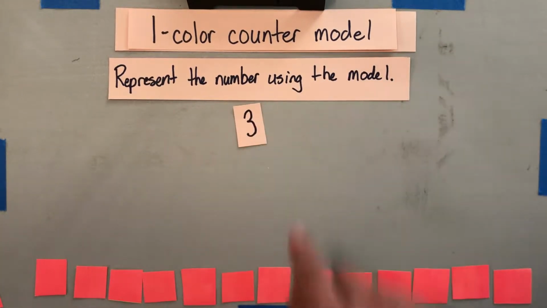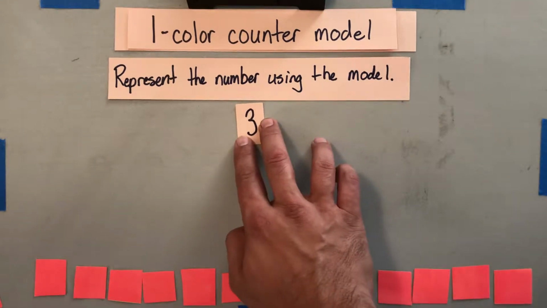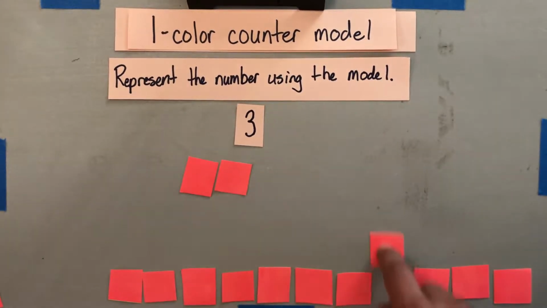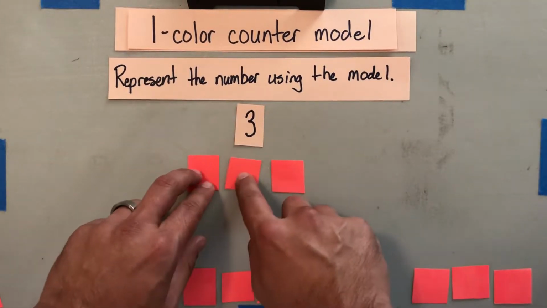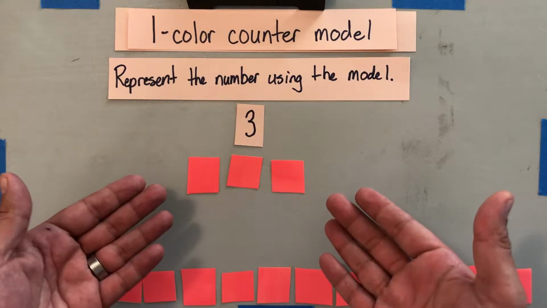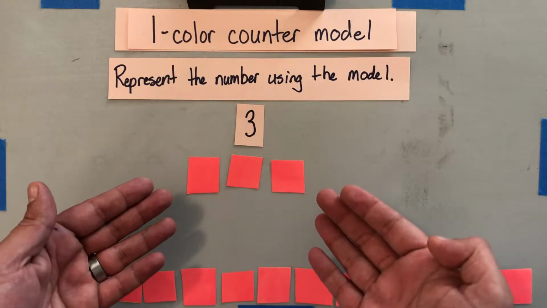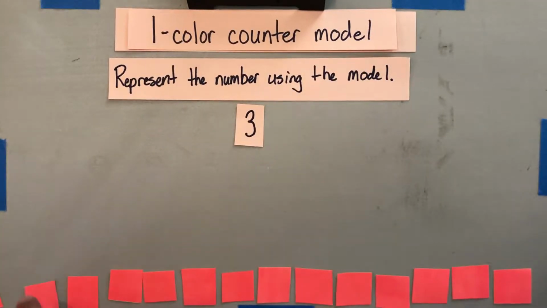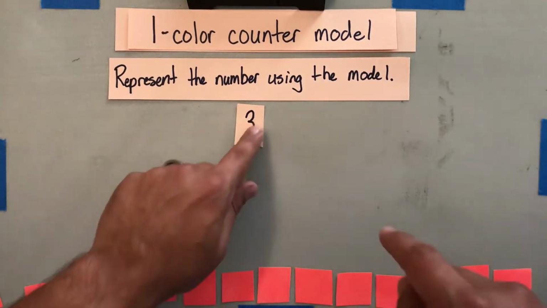Let's model the number 3 with one color counters. And it's going to seem a little bit basic, but that's okay. We'll start off slow. All right. So a 1 and a 2 and a 3. That is how we model the number 3 using one color counters. Not so crazy, right?